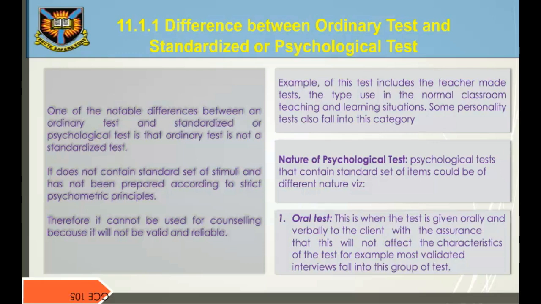Nature of psychological tests. Psychological tests that contain a standard set of items could be of different nature. These are: 1. Oral test. This is when the test is given orally and verbally to the client, with the assurance that this will not affect the characteristics of the test. For example, most validated interviews fall into this group of tests.